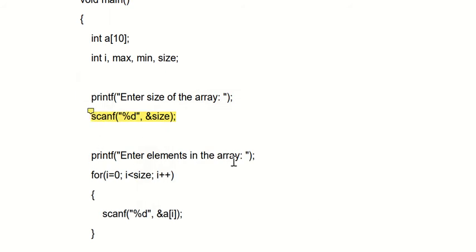Now printf "enter the elements in the array". Means now we have to enter the elements in the array one by one. So we have used a for loop here, that is i equal to 0, then i less than size and i plus plus. That means from i equal to 0, and we know that size is 5, so 0, 1, 2, 3, and 4, five times the for loop runs.